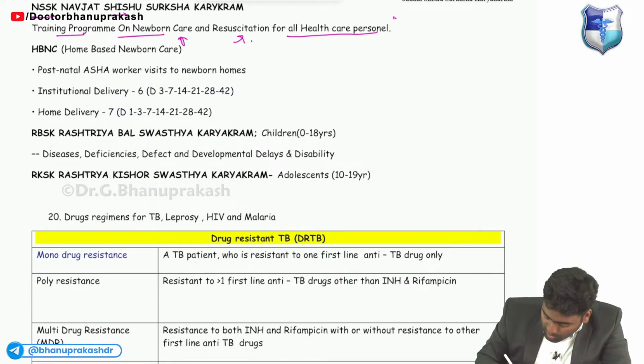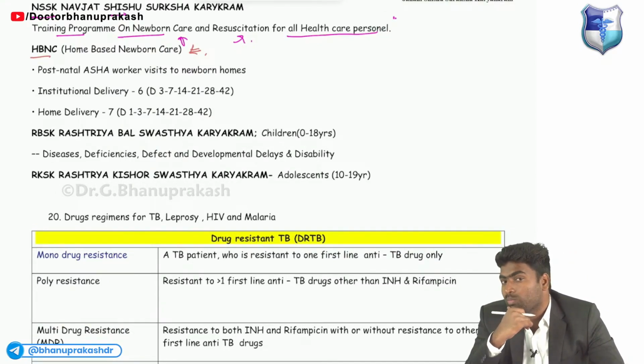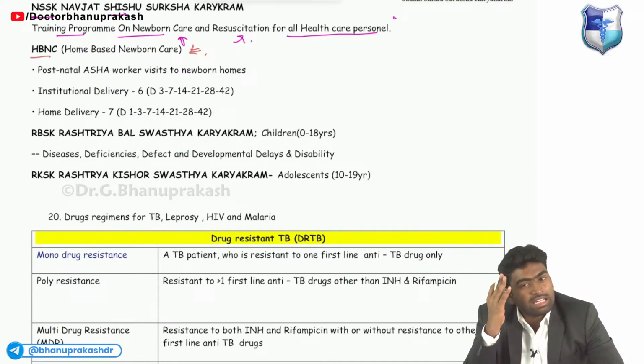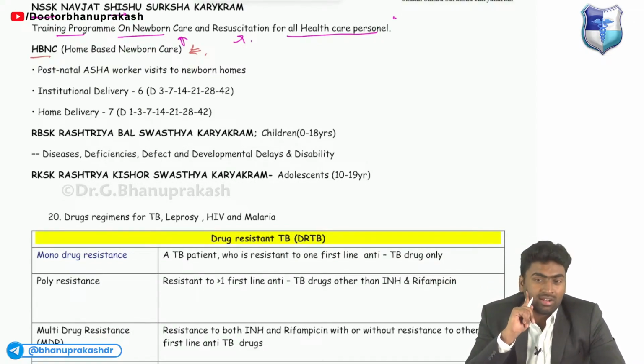Okay, fine. Next, about ASHA: she will perform one thing which is known as home-based newborn care. What is this home-based newborn care? It means after delivery, the ASHA will go to their home to see their wellness and to check whether they are vaccinated or not. Fine.